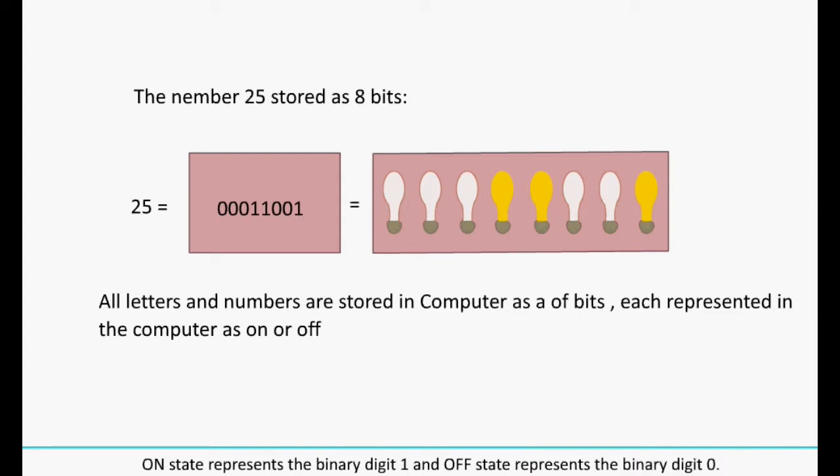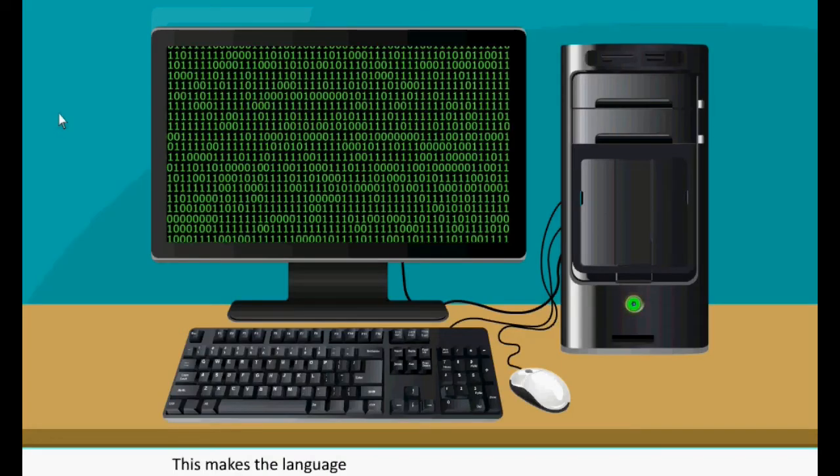The instructions in machine language are made up of binary numbers. This makes the language suitable for the understanding of the computer but more difficult to interpret and learn by the human programmer.